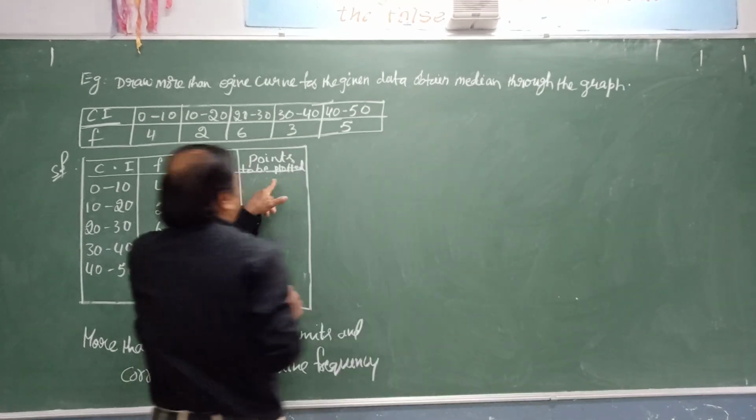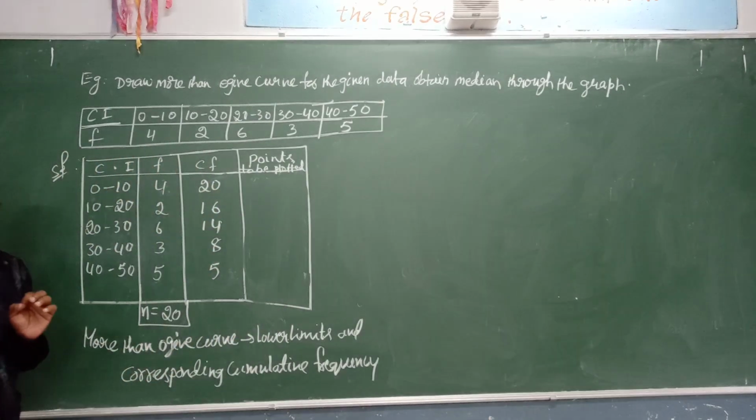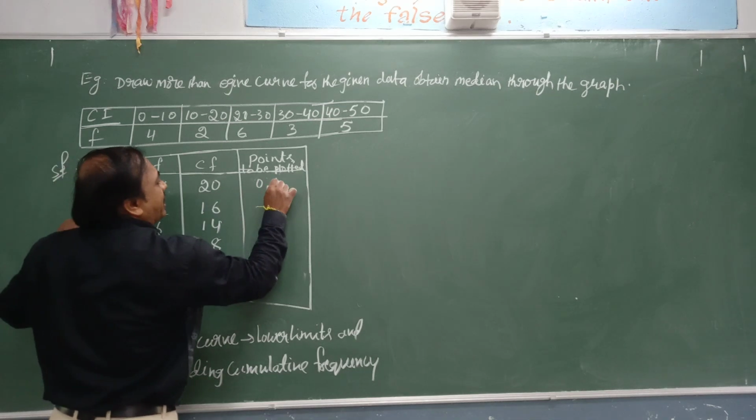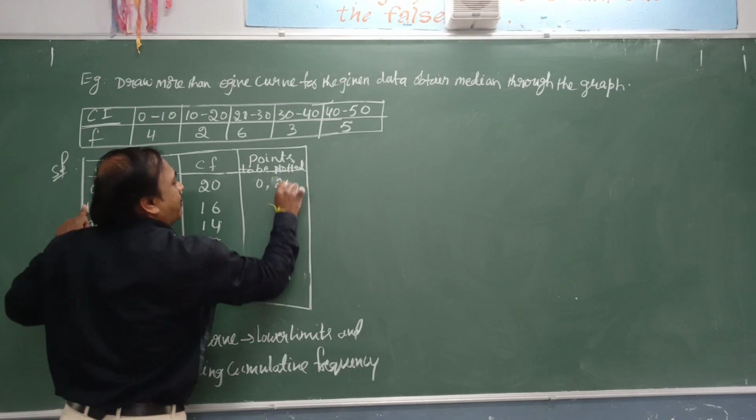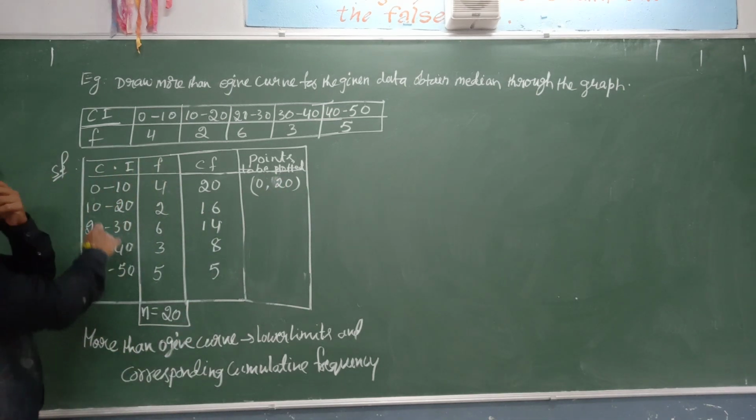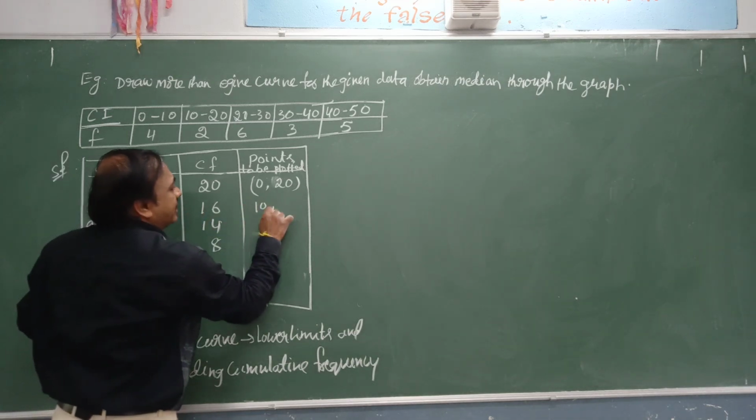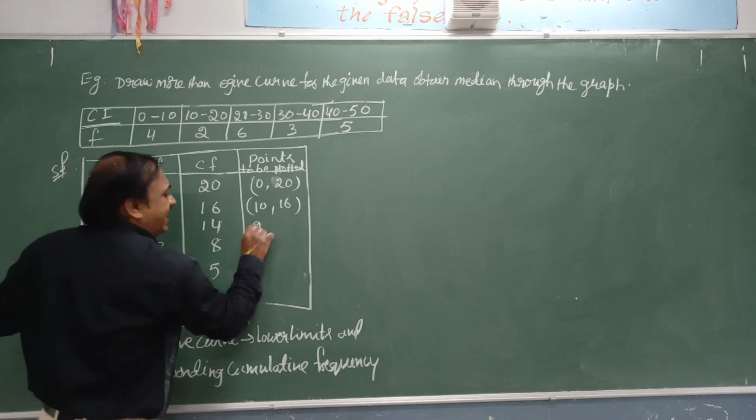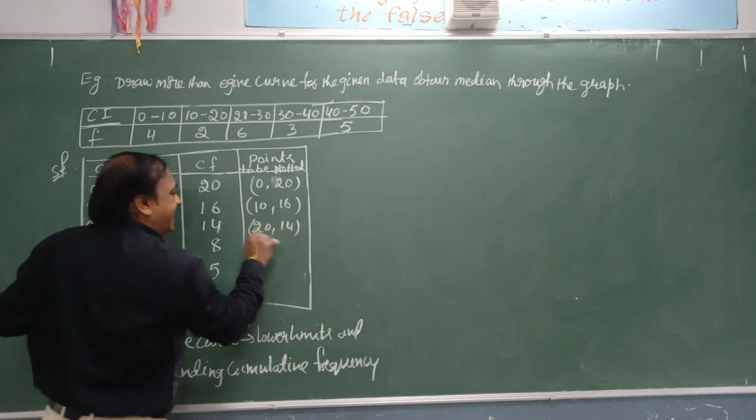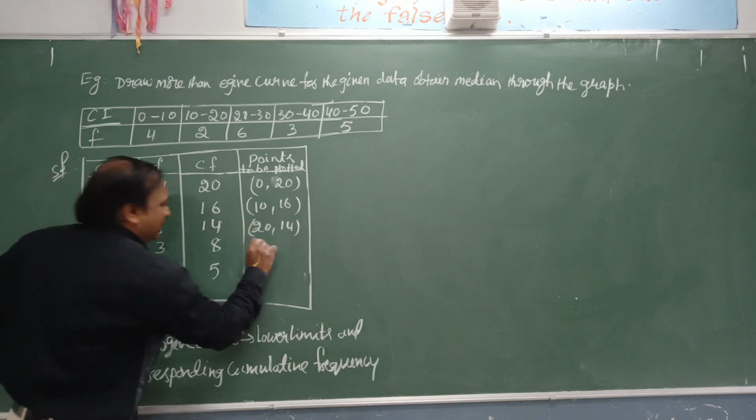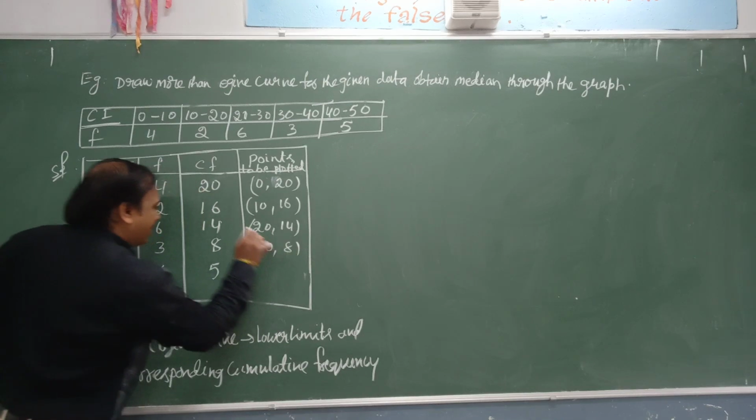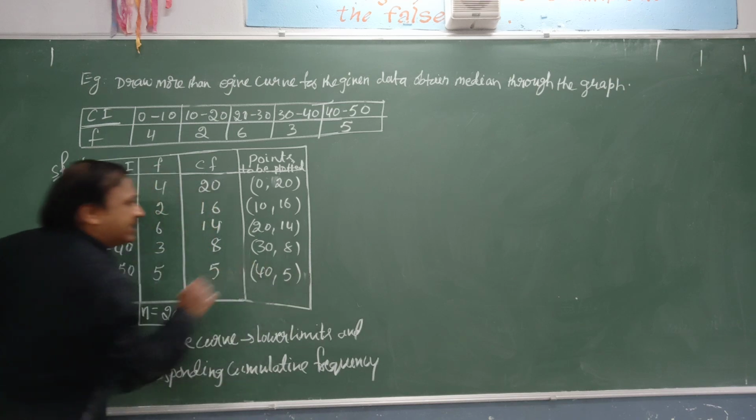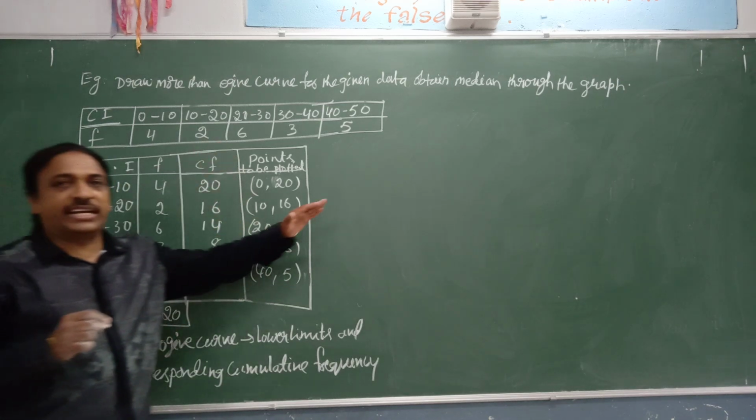Now, points to be plotted. We are considering more than, so lower limits. Lower limit 0, so 0, 20. Next, 10, 16. Next, 20, 14. Next, 30, 8. Next, 40, 5. These are the points to be plotted on the graph.